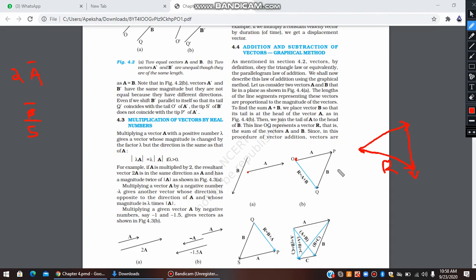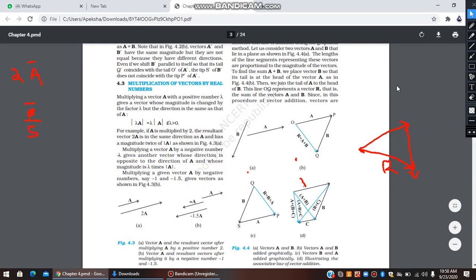So addition of a bar and b bar is the closing side of the triangle. If a bar is this, b bar is this, we place it in this particular manner only, where the head of the first vector is connected to the tail of the second vector, and then the tail of the first vector connecting with the head of the second vector is the resultant. The resultant is nothing but, in this case, a bar plus b bar.